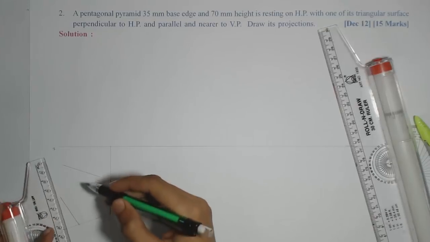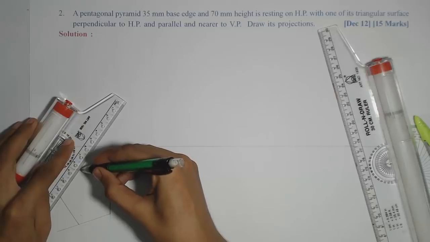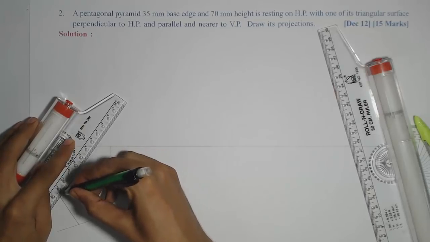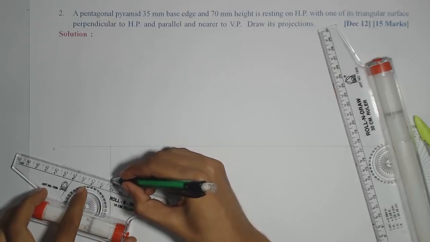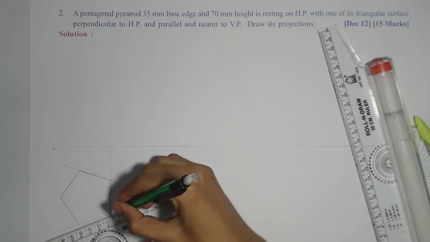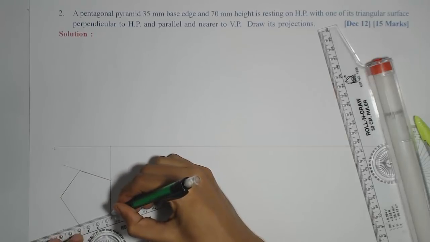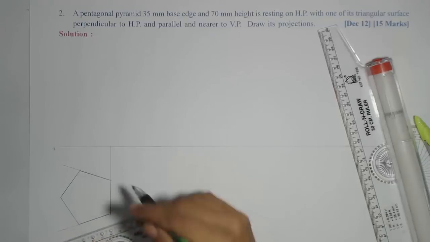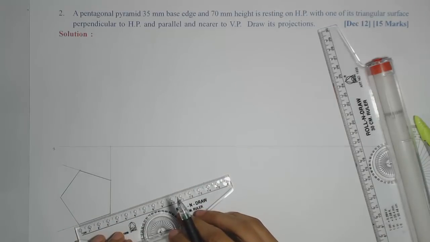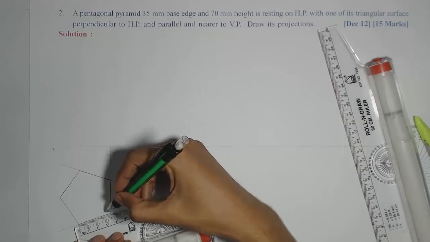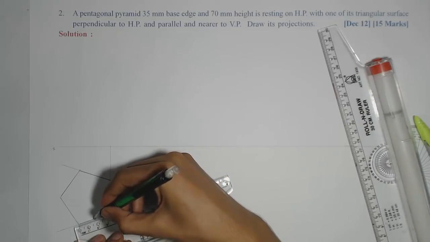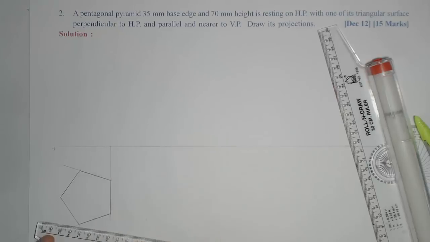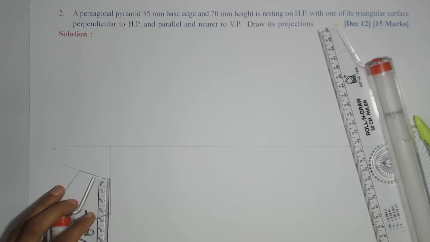Again, one more thing we need to remember about pyramid, that slant edges are also visible in the top view, but not as a true length but an apparent view. So for marking the slant edges, I need to first locate the center, and for that the method is joining the midpoints of opposite sides with opposite corners. The total edge is 35, so half of that will be 17.5. For one more side I need to mark the midpoint of that.